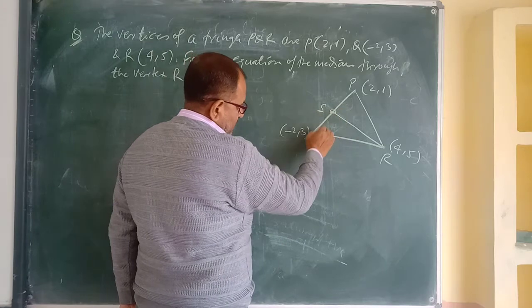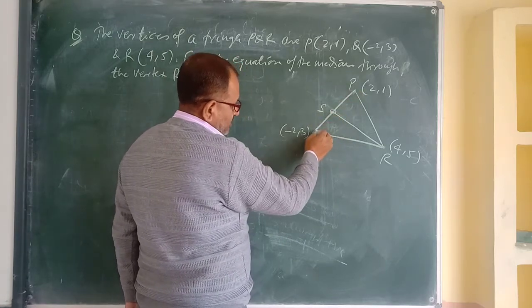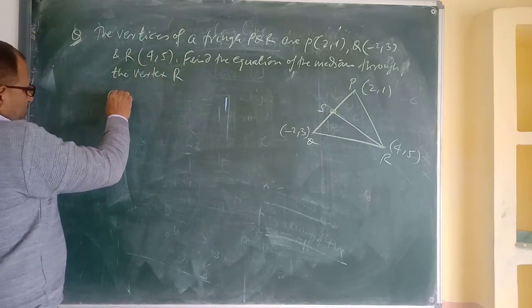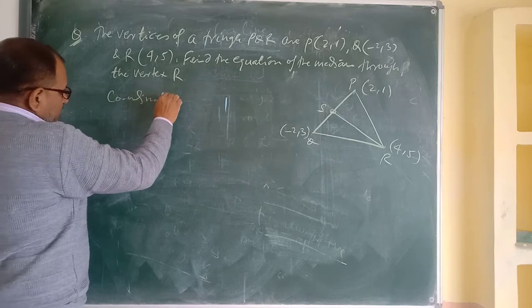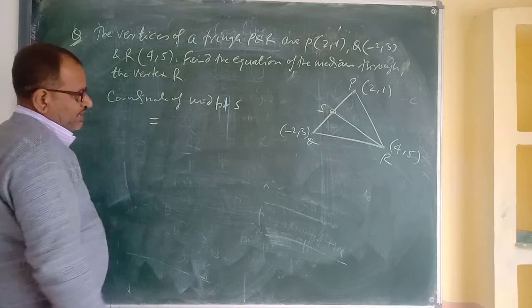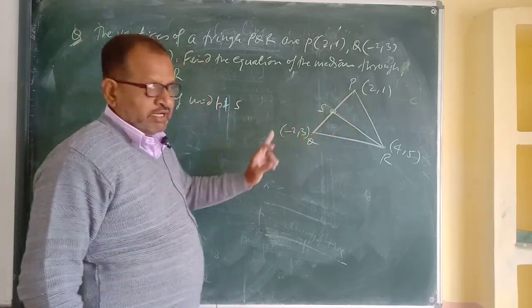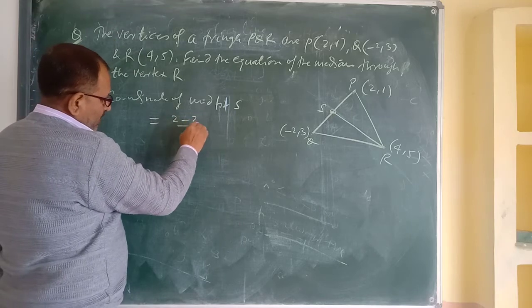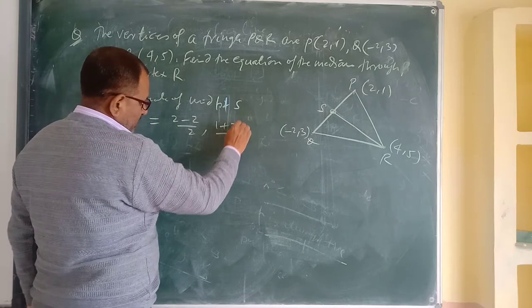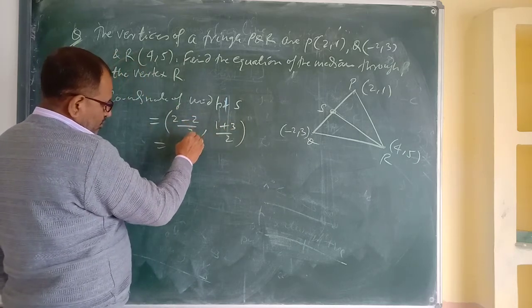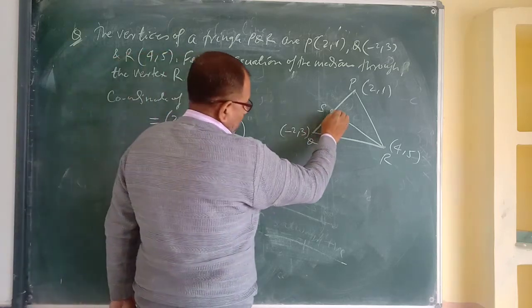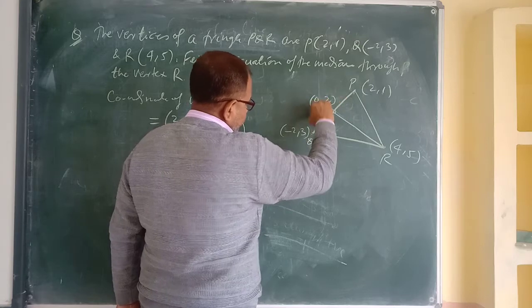S is the midpoint of PQ, so we can find its coordinates using the midpoint formula. The x-coordinate is (x1 plus x2) by 2, that is (2 minus 2) by 2, and the y-coordinate is (y1 plus y2) by 2, that is (1 plus 3) by 2. 2 minus 2 is 0, 0 upon 2 is 0. 3 plus 1 is 4, 4 upon 2 is 2. So the coordinate of S is (0, 2).